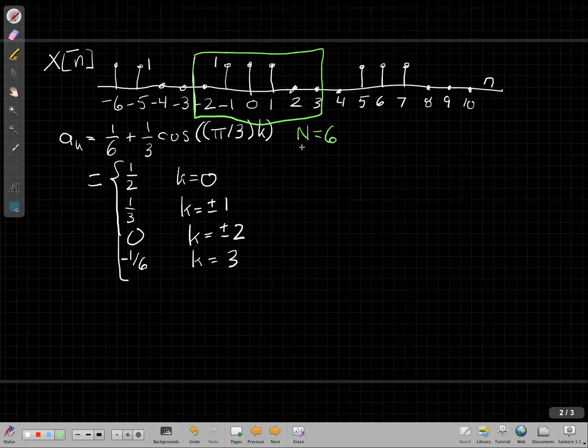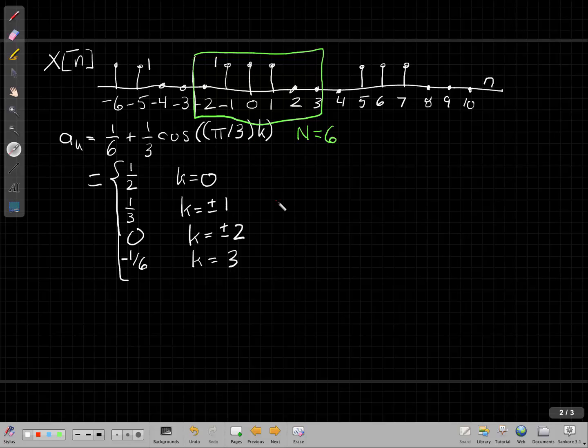And this is n equals 6. I can take any period of 6 consecutive samples I want. And when I do that, we found in that example the equation for a of k is 1/6 plus 1/3 cosine of pi over 3 k. If I plug in the values of k to evaluate this: when k equals 0, I get a half. K equals plus or minus 1, I get a third. Plus or minus 2, I get 0. And when k equals 3, I get minus 1/6. So those are the values of the Fourier series for this signal.